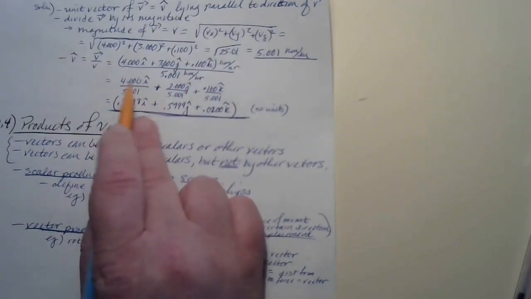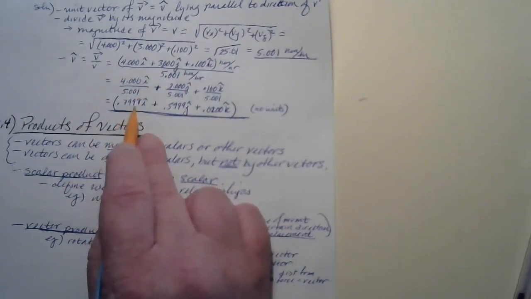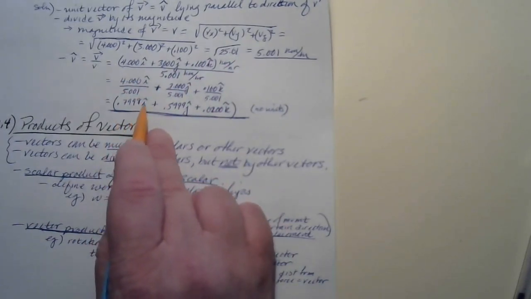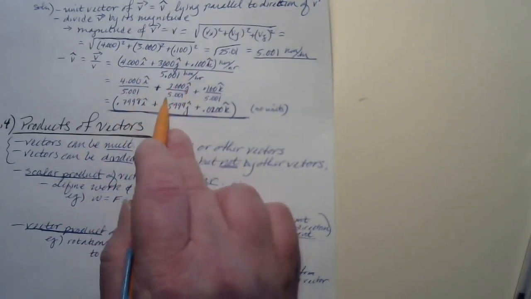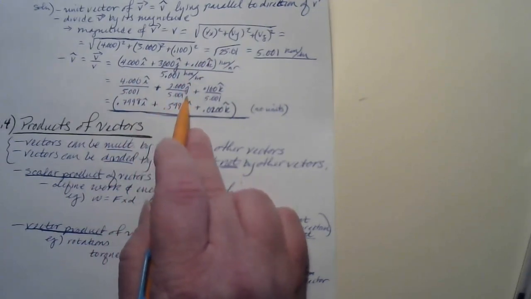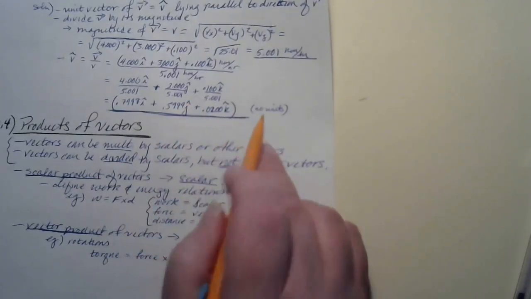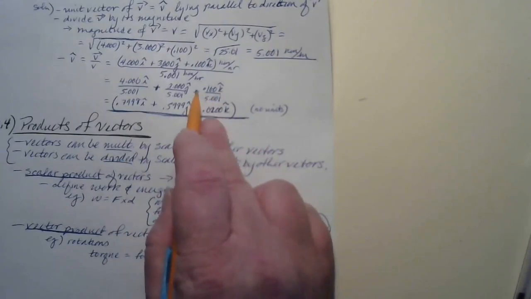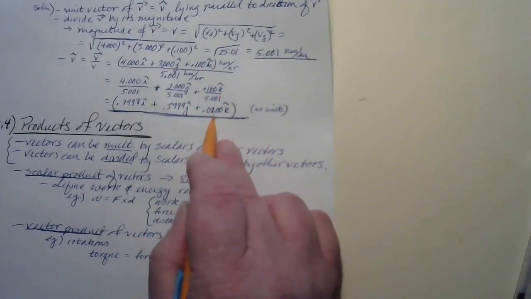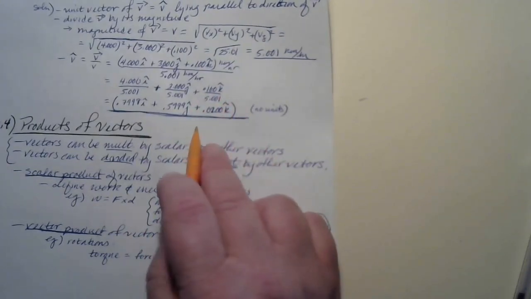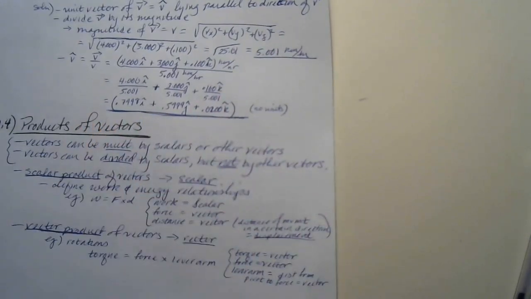The I term would be 4 divided by 5.001, which is 0.7998 times unit vector I. The j term would be 3 divided by 5.001, which would be 0.5999 times unit vector j. And the k term would be 0.1 divided by 5.001, which is 0.02 times unit vector k. And so this is the unit vector for the velocity vector that we started out with.